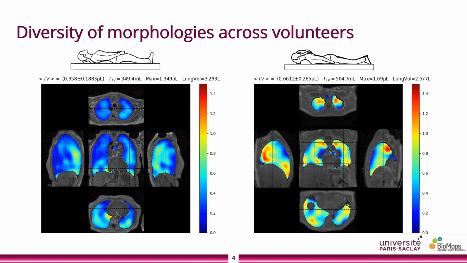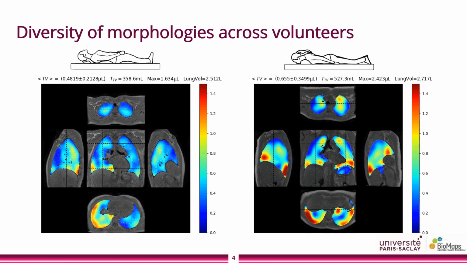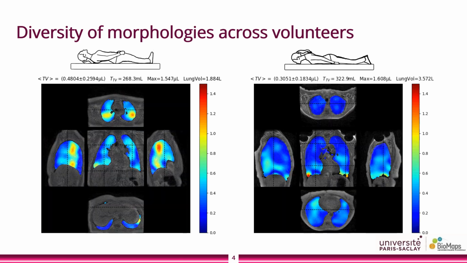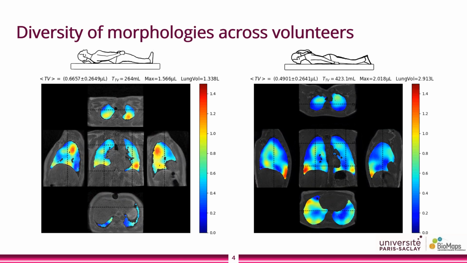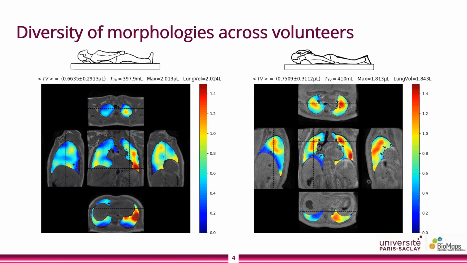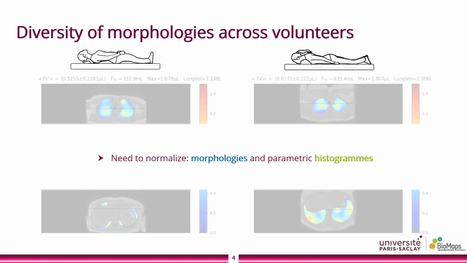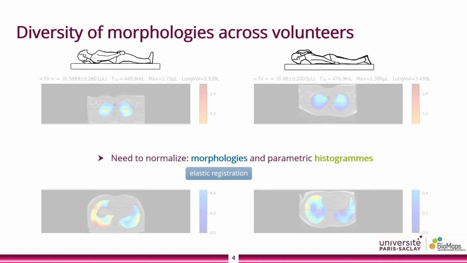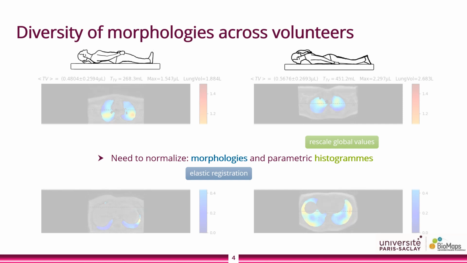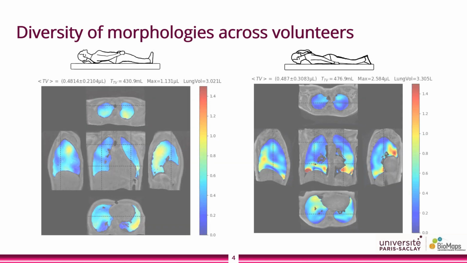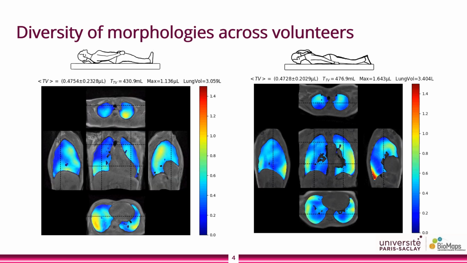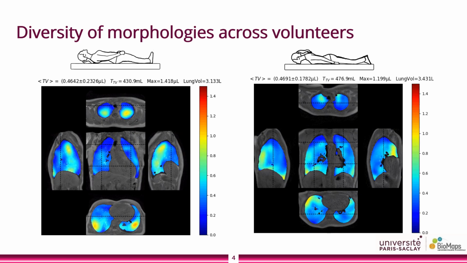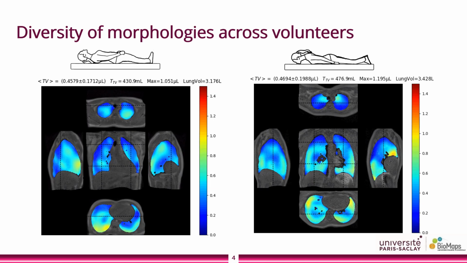To assess the local robustness of our measurements, we wondered how to compare all of these maps. Indeed, you can see here an overview of tidal volume maps across our cohort of volunteers, who have very different morphologies, but also very different lung capacities. To overcome these two elements, we need to normalize our maps. So a spatial normalization with an elastic registration, but also a histogram-based normalization by a rescale of global values. Once this double normalization is performed, we obtain these maps. We could then compare voxel-wise and plot the mean and standard deviation along the 25 volumes.